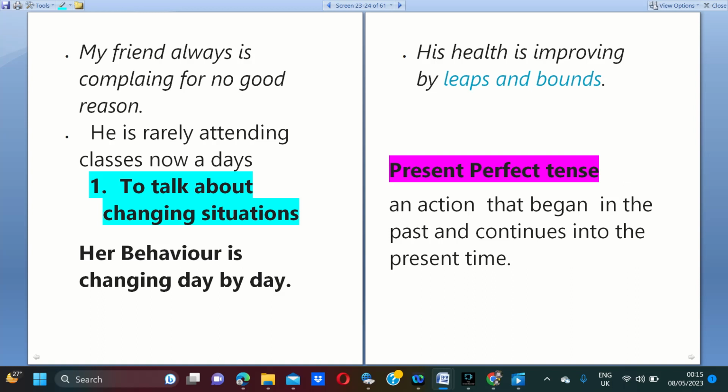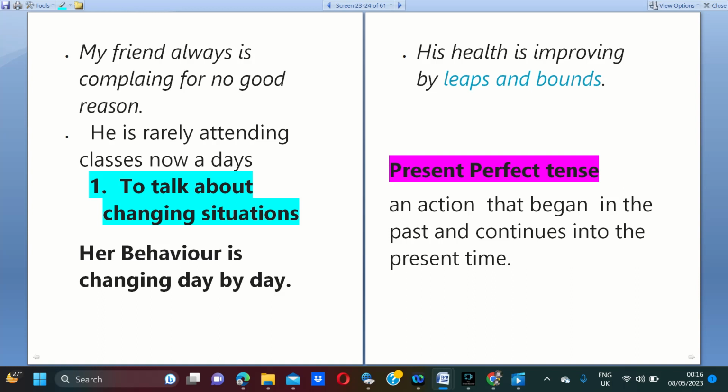Yes, changing situations also. Sometimes we use present continuous tense to talk about changing situations. Her behavior is changing day by day. His health is improving by day. So when we want to speak about changing situations, we can use present continuous tense also.